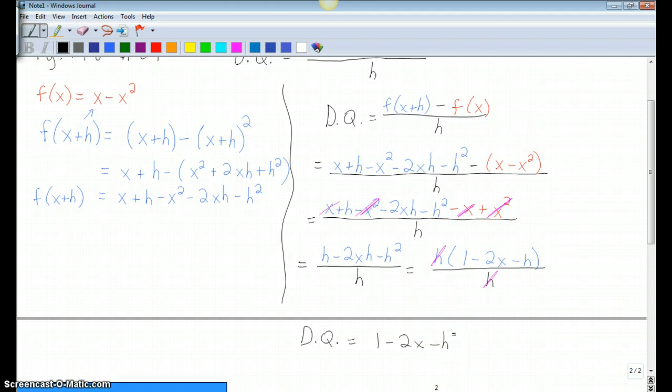Now the back of the book has them rearranged. I believe they have it as negative 2x minus h plus 1. No matter what order you write it in, that is still your difference quotient. So this one's a little messier than the review problem, so I wanted to show you one where you had an x squared term and see what happens with it. So that's, again, how you do a difference quotient, and good luck on the quiz.